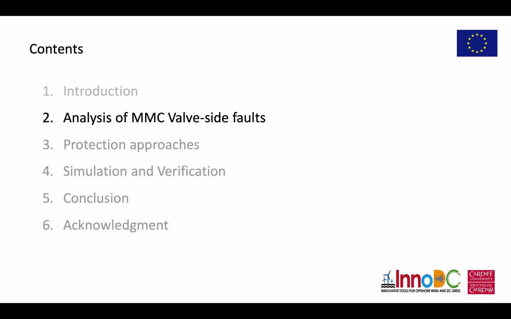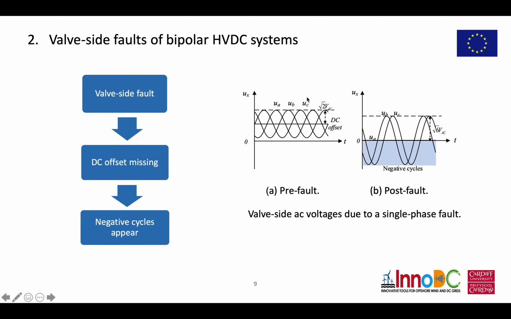I will give some analysis on the phenomena of the valve-side fault in MMC-based HVDC systems. Normally, in bipolar HVDC systems, the output voltage has a DC offset, which means all the voltage is above zero potential. But after a valve-side AC fault, the DC offset will disappear, which means the AC side output voltage will contain negative cycles. This phenomenon will cause severe consequences to the MMC converter.